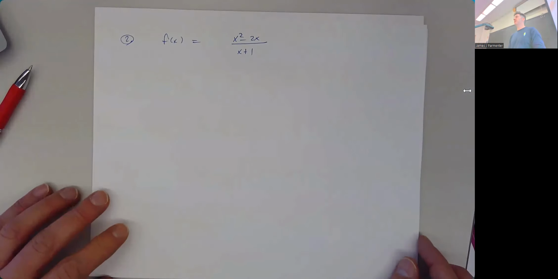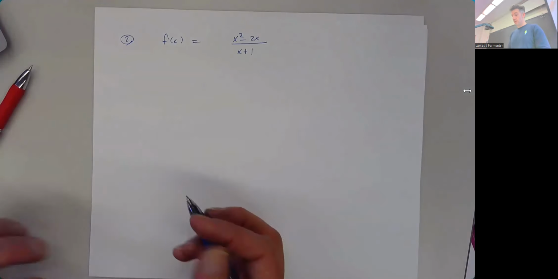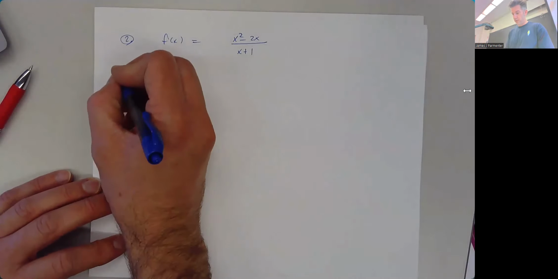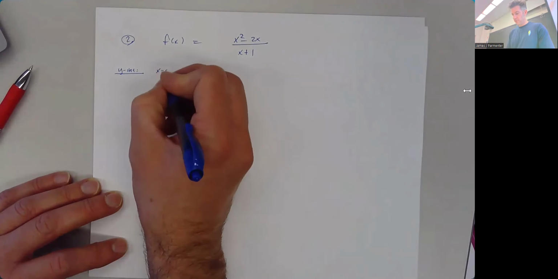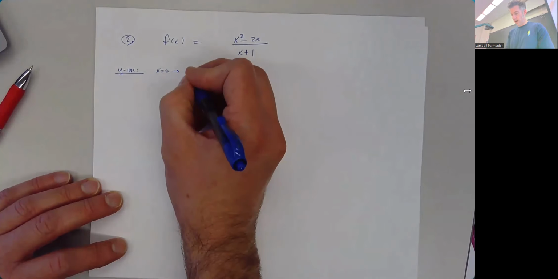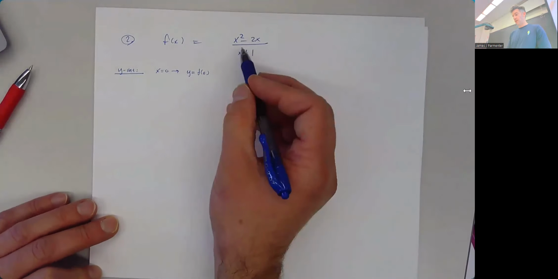Do I like this choice? I think I like this choice. Okay, let's find all the usual things. The first usual thing, y-intercept: set x equal to 0. You're going to get y equal to f of 0, which we can see is going to be 0. You get 0 minus 0 over 1.